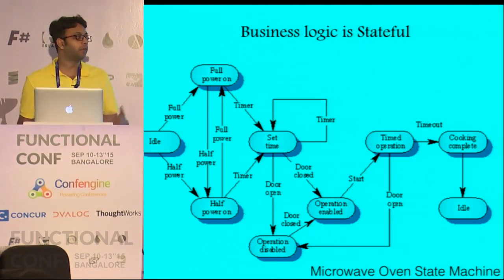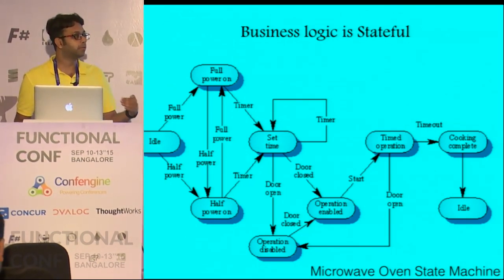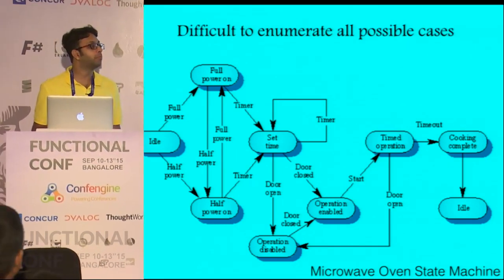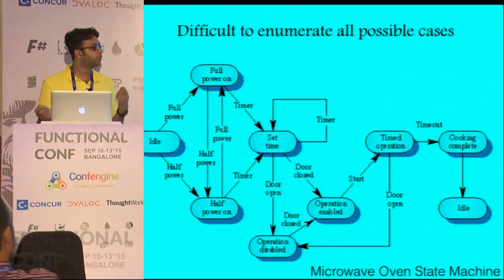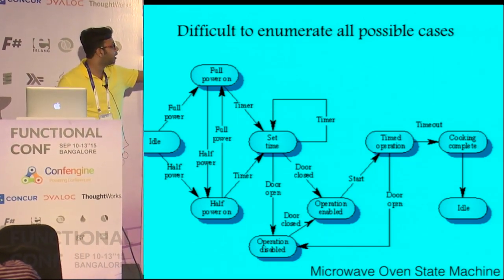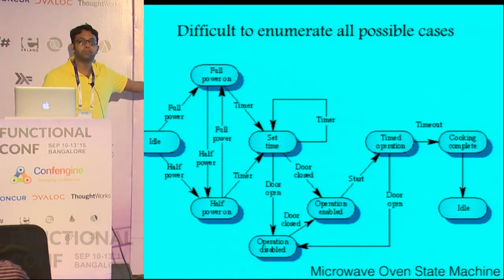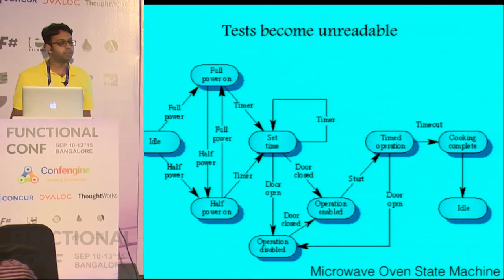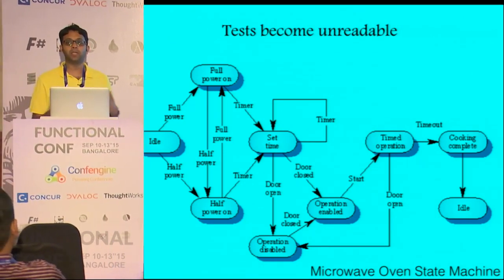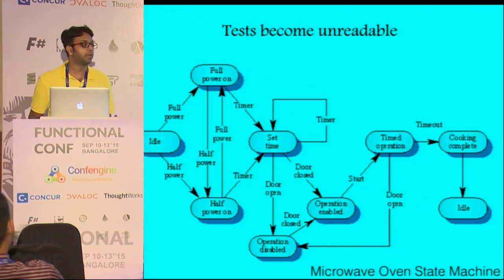Even if you have a functional programming language or any of that sort, you still need to test against a certain state, and it becomes difficult to enumerate all possible combinations. How many times should you set the timer back? You may not encounter a bug if you set the timer once, but the third time there might be a bug. And if you try to enumerate all possible combinations, the tests become really unreadable, and really hard to reason about what the test is really about.